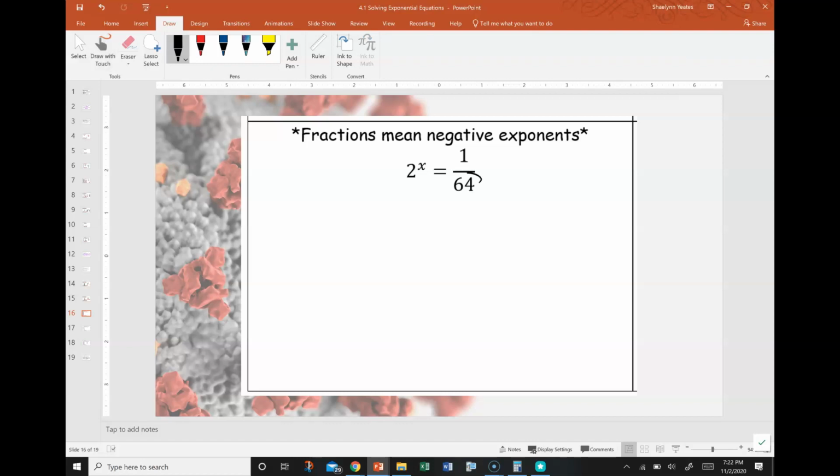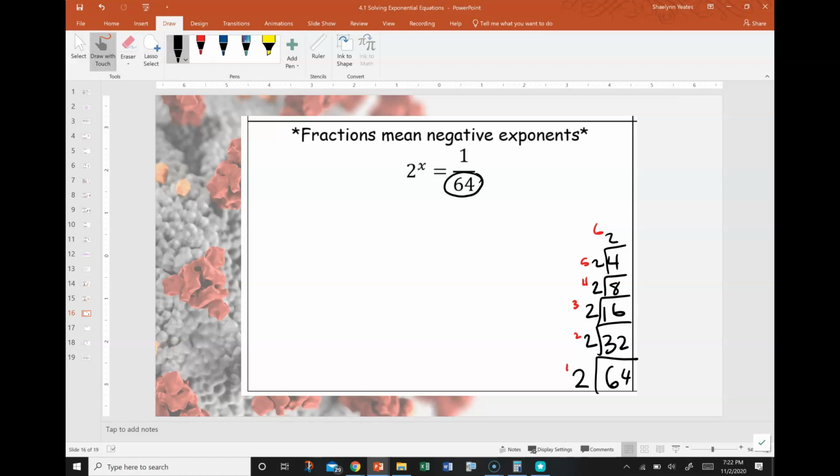Okay, notice that this is on the bottom. Remember that negative exponents make fractions? It's important. So we're going to take the 64 and we're going to divide by 2. So 64 divided by 2 is 32. 32 divided by 2 is 16. 16 divided by 2 is 8. 8 divided by 2 is 4. And 4 divided by 2 is 2. So this is 1, 2, 3, 4, 5, 6 2's.